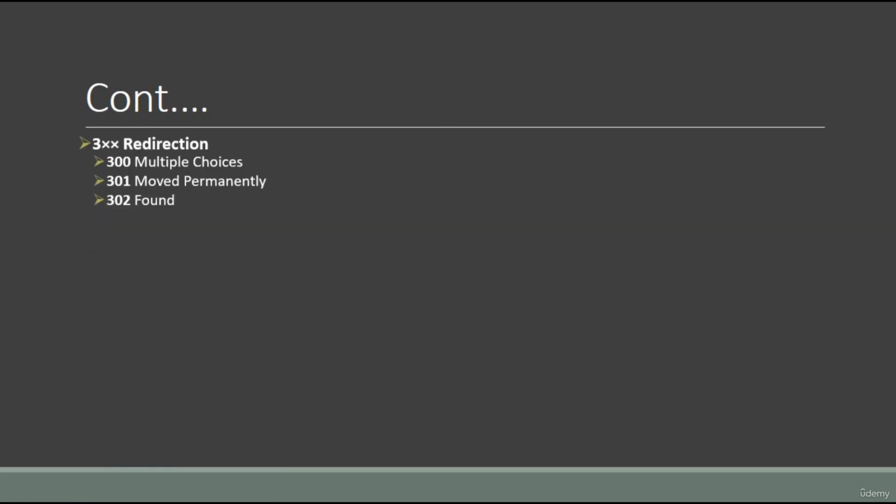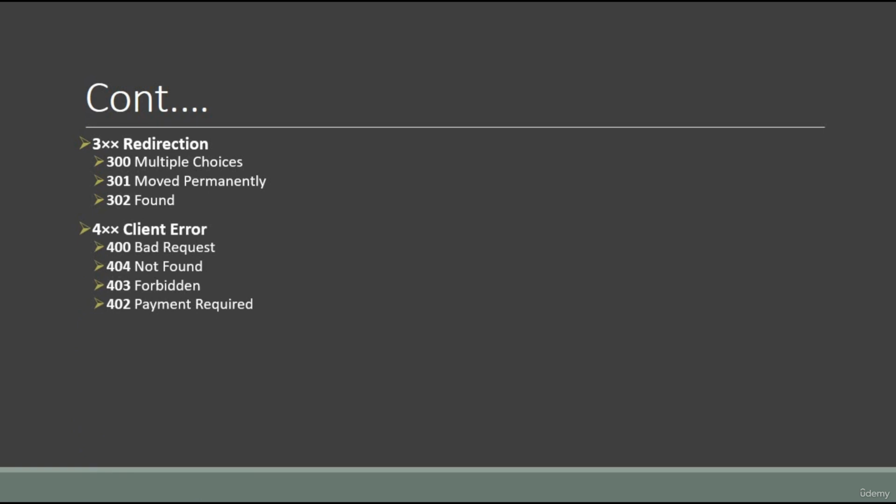So now we have redirection. Whenever it starts with 3, for example 300, that is multiple choices, right? So you have multiple choices to redirect somewhere. 301 is moved permanently. When we do bug hunting in this course, you will definitely see 301 and 302. 302 means found, there is something found.